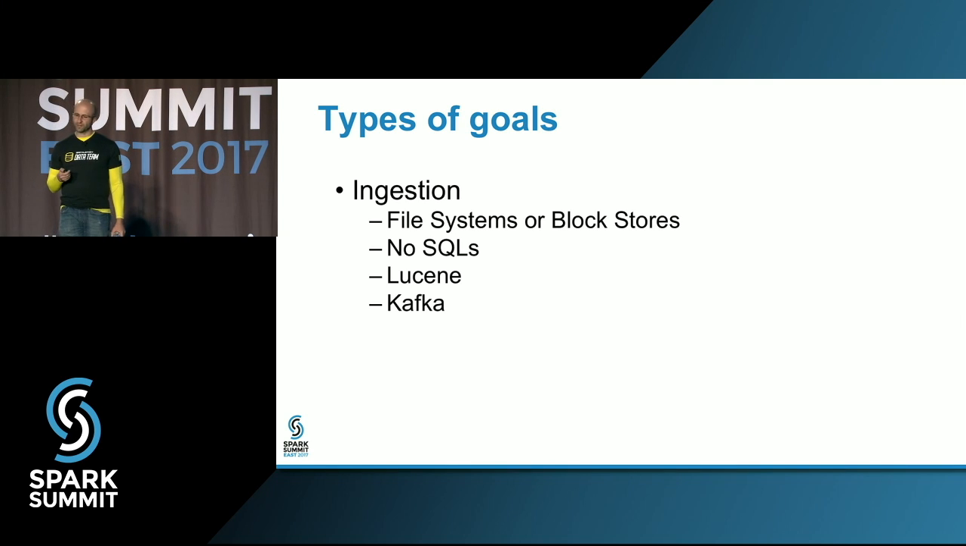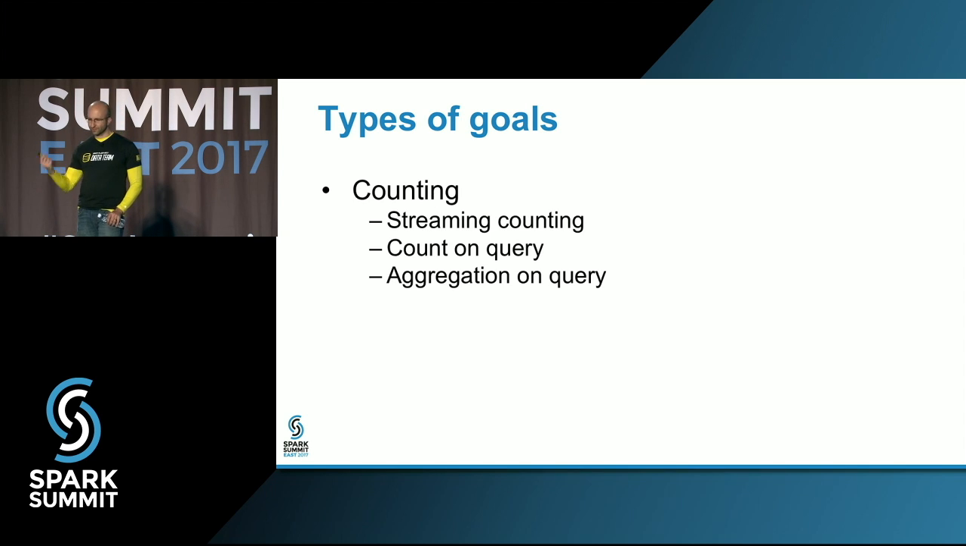So there are some benefits that could be argued for file systems, but for NoSQLs and Lucenes, and that's Solr and Elasticsearch, and Kafkas, it doesn't really matter. The microbatching doesn't really give you anything. So again, that could be anything, right? Okay, now we start getting into a real use case for Spark Streaming.